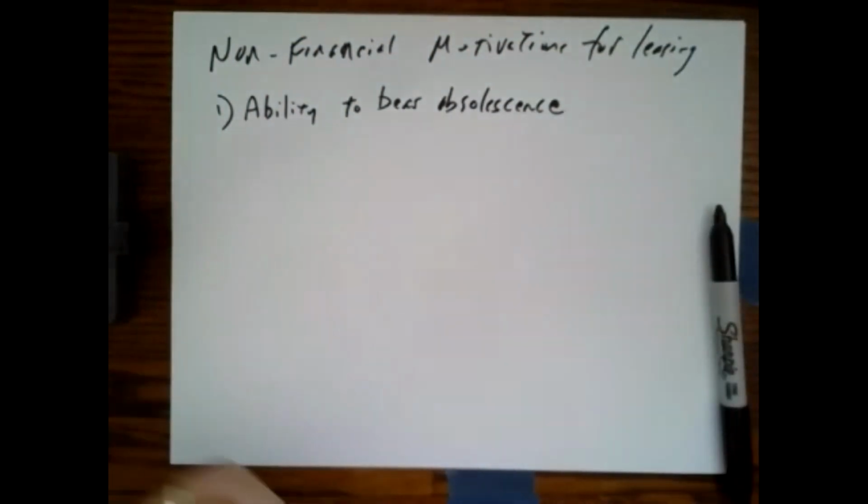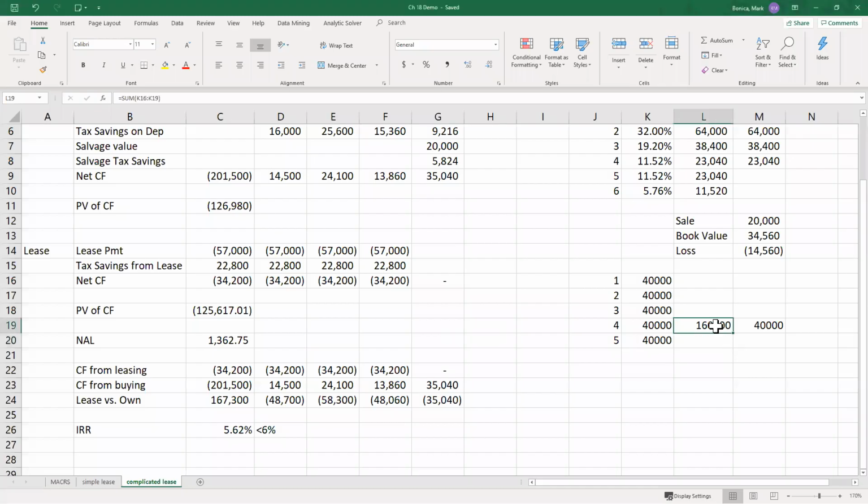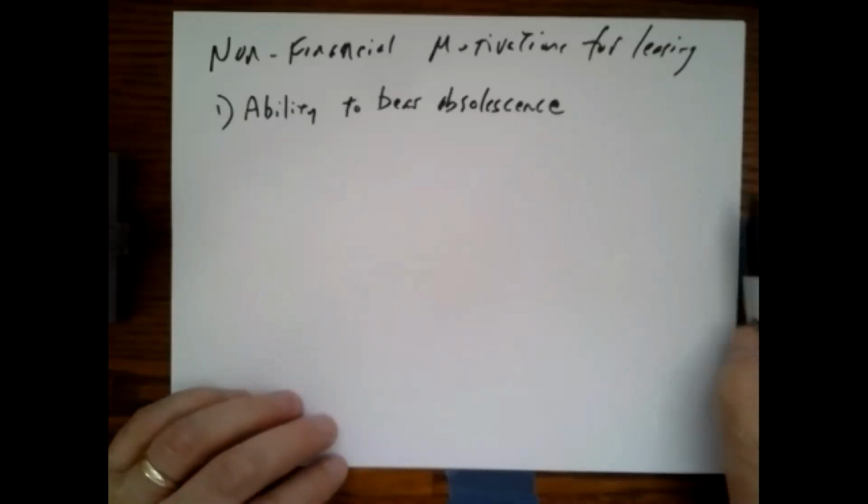So obsolescence, what does that mean? That means that, oh, how did I get the 160,000? Sorry, Kat, I missed that. Hold on. All right, let me jump back. All right, this 160,000 here. I figured it out. Oh, okay, all right. Thank you. No problem. Okay, ability to bear obsolescence.